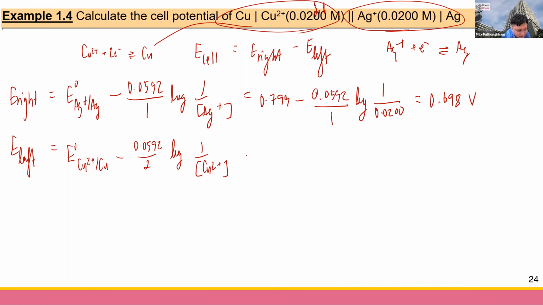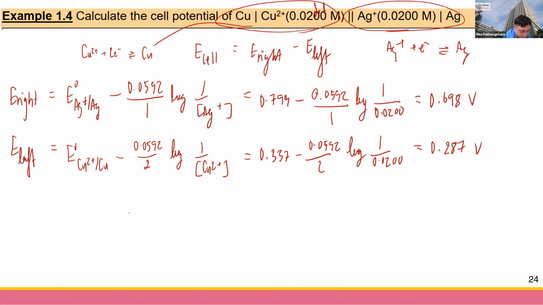And then you plug the number again. This is 0.337 minus 0.0592 over 2 log 1 over 0.02, and you get 0.2x7 volt. So we already get everything that we want.